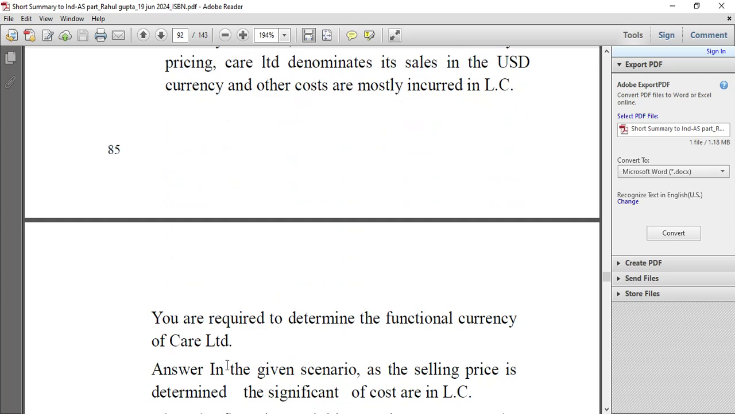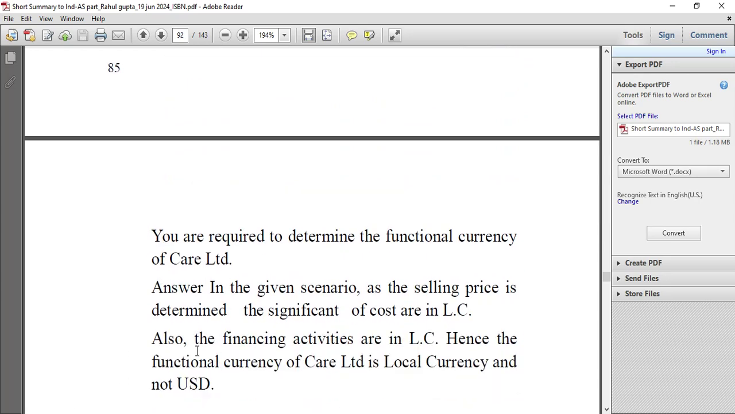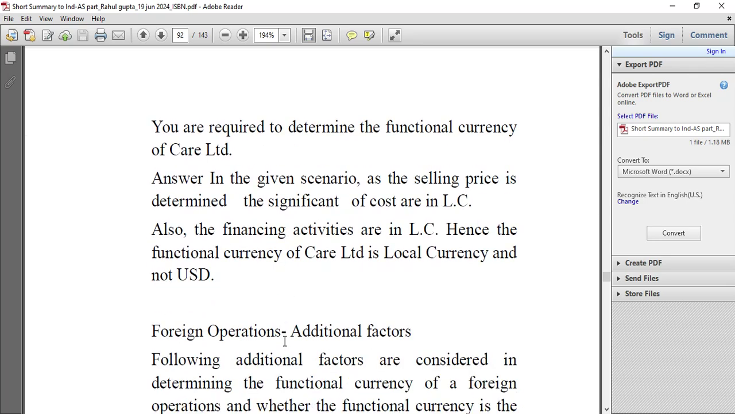Answer: in the given scenario, as the selling price is determined locally, the significant costs are in local currency. Also, the financing activities are in local currency. Hence, the functional currency of Care Limited is local currency and not USD.